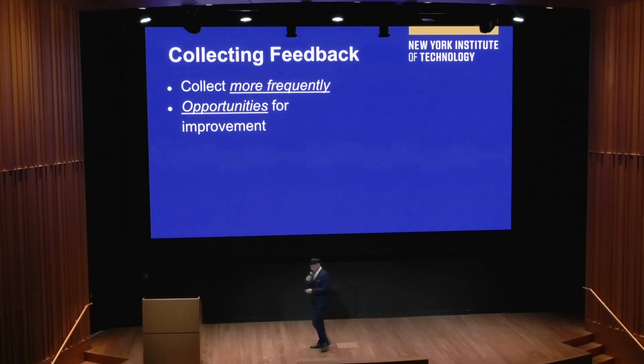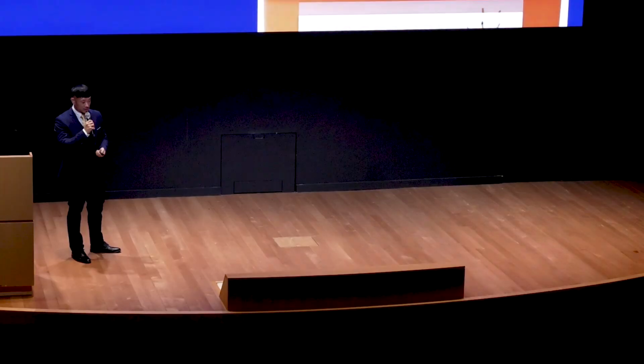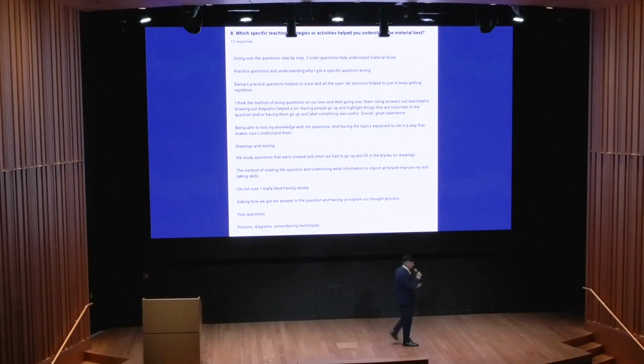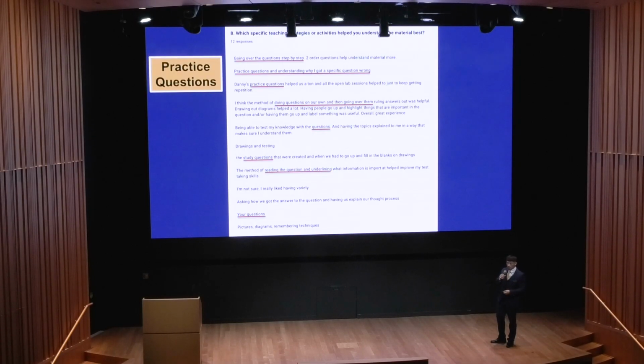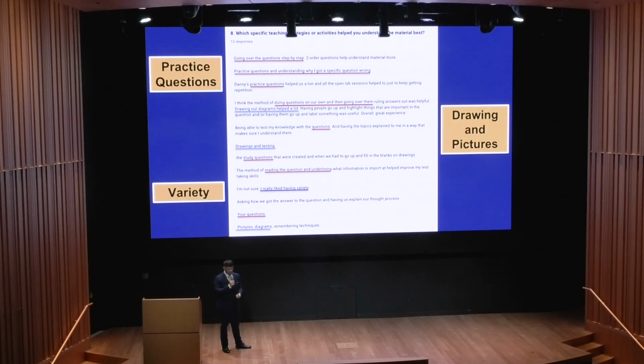Now, frequent feedback leads to frequent changes in the classroom to, again, better support engagement. It's like actually reading the suggestions in the suggestion box. So what I have for you next is a sample survey that we gave the students. We wanted to see what learning strategies work best for them. And these were the responses we got. Practice questions helped. The use of pictures, drawings, and diagrams also helped. And one response mentioned the value of having variety.